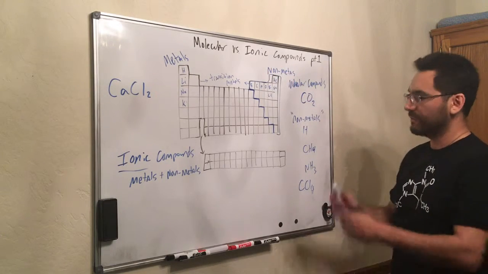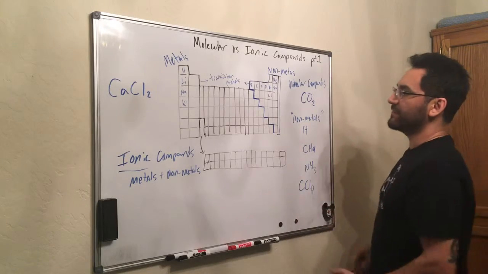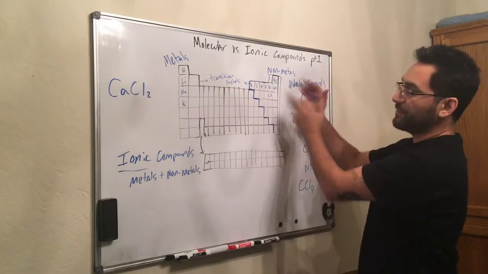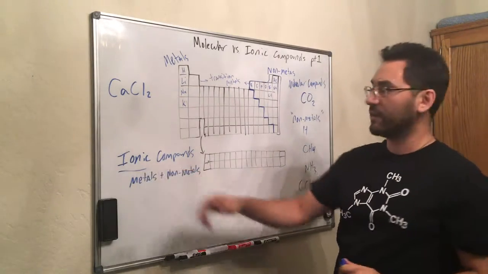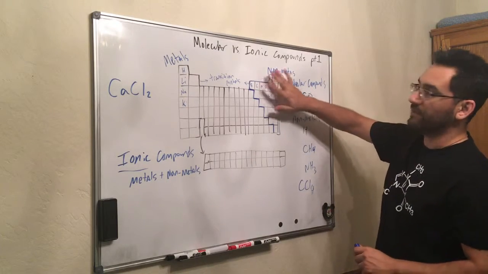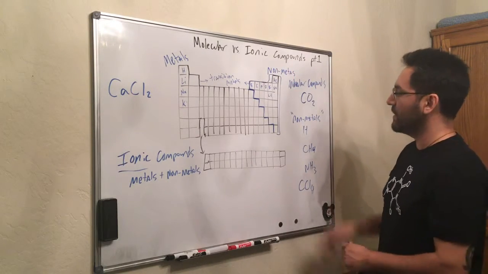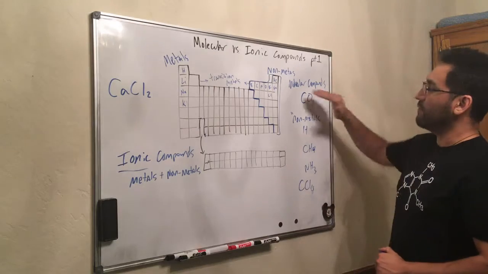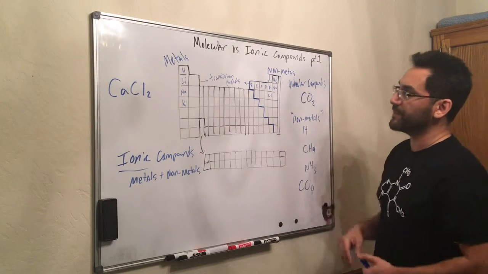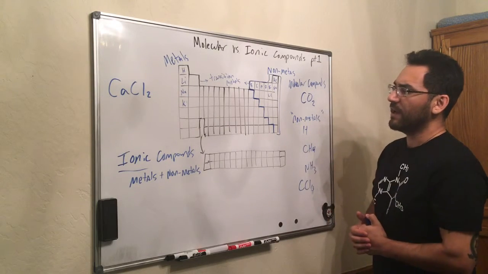of the periodic table. So in general, if something from this side pairs with something from this side, we're going to call it ionic. And if something pairs with itself, or if nonmetals pair with nonmetals, we're going to call that molecular compounds. So that's the difference between molecular and ionic.